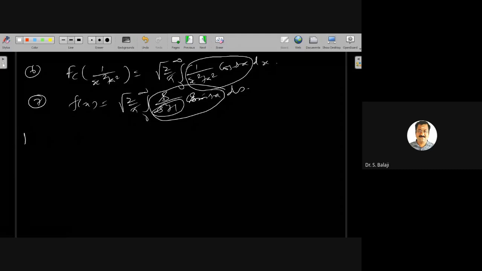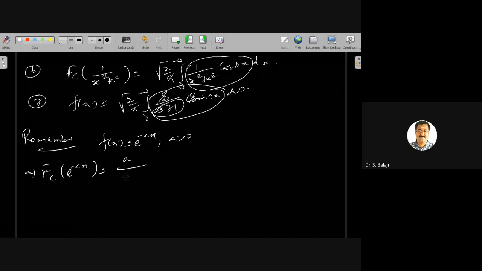You have to always remember one function: if f of x is equal to e power minus ax, a greater than 0, then its Fourier cosine transform, which we already derived, is a by s square plus a square. Correspondingly, its Fourier sine transform is s by s square plus a square. That will be the idea.